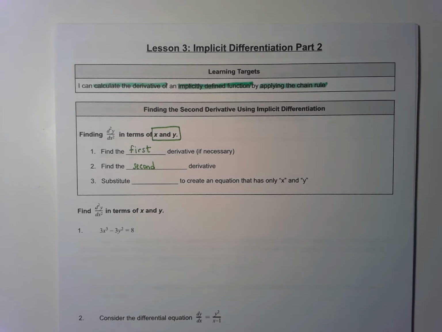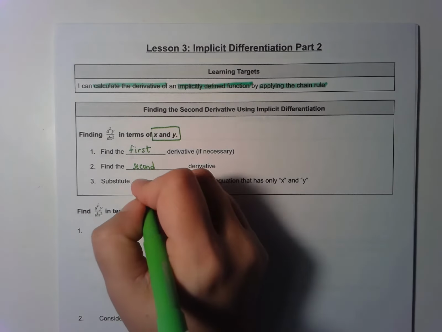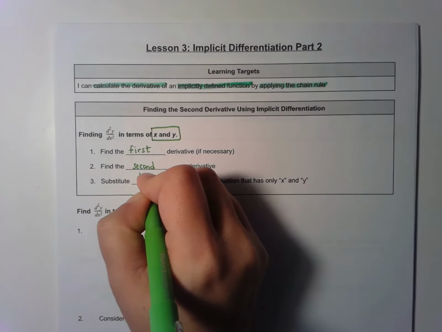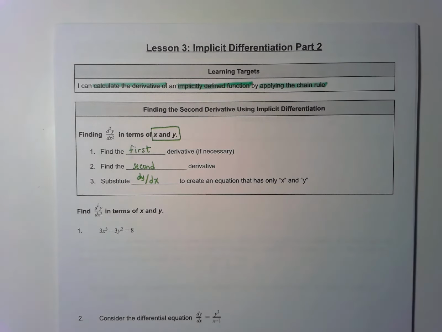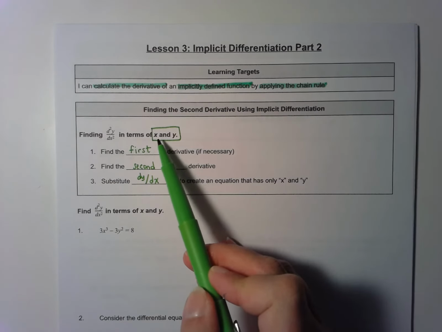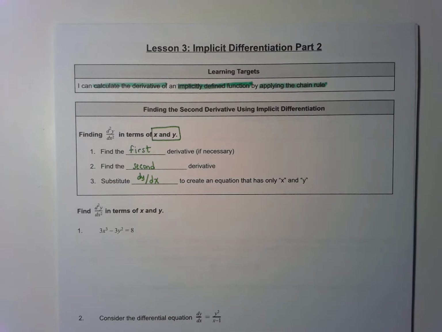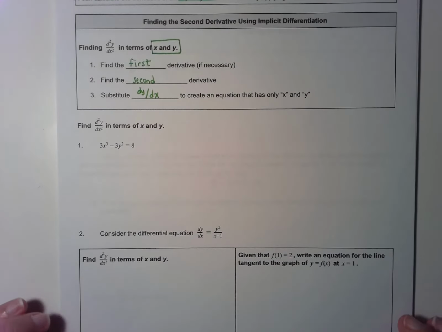Now, your second derivative is probably going to have a dy over dx in it. Now, what you need to do is substitute dy over dx back in to create an equation that only has x and y. And the reason is because, remember, we want our final answer to just have x's and y's. So let's go through an example so you can see what we're supposed to do here.